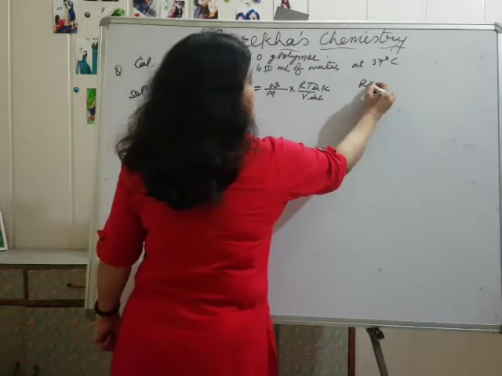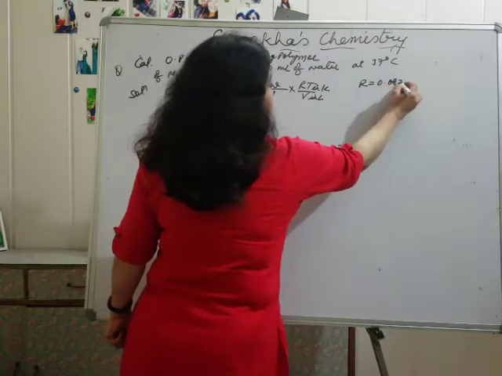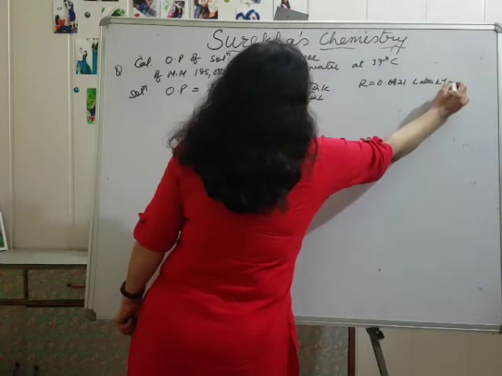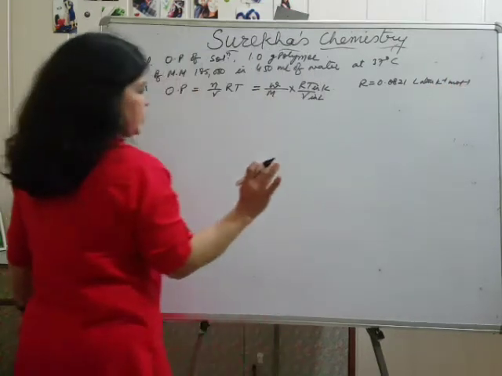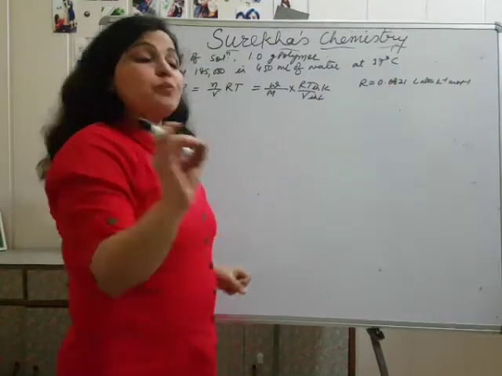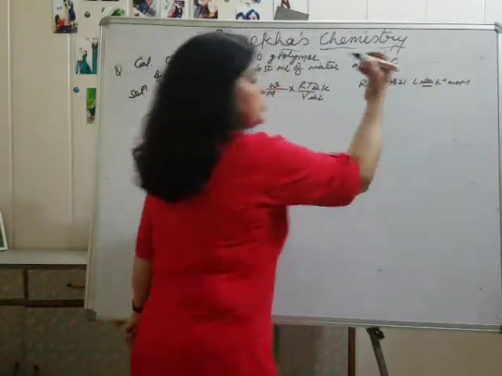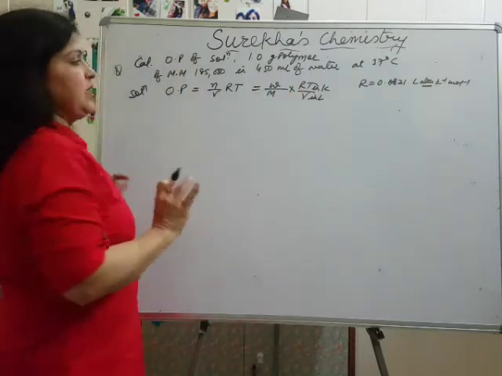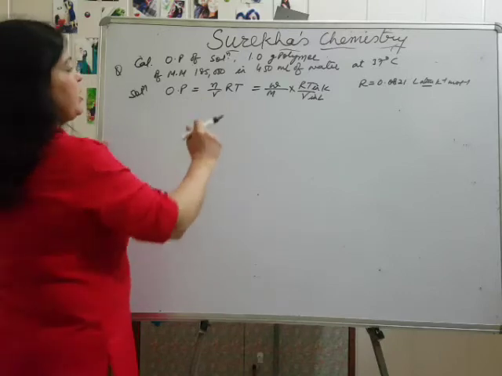R की वैल्यू है हमारी 0.0821 लीटर एटमॉस्फेयर पर केल्विन पर मोल. ओके. अगर हम R की वैल्यू ये वाली यूज करते हैं तो प्रेशर विल कम आउट इन एटमॉस्फेयर, लेकिन क्वेश्चन में लिखा है कि पास्कल में आंसर देना है. कोई नहीं, पहले एटमॉस्फेयर में निकाल लेते हैं.